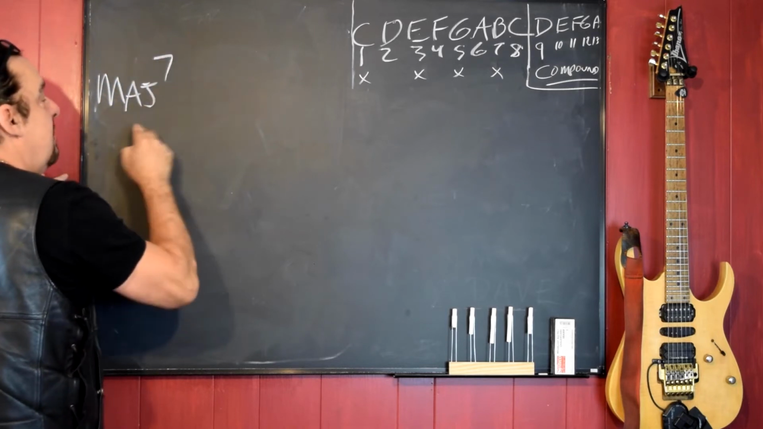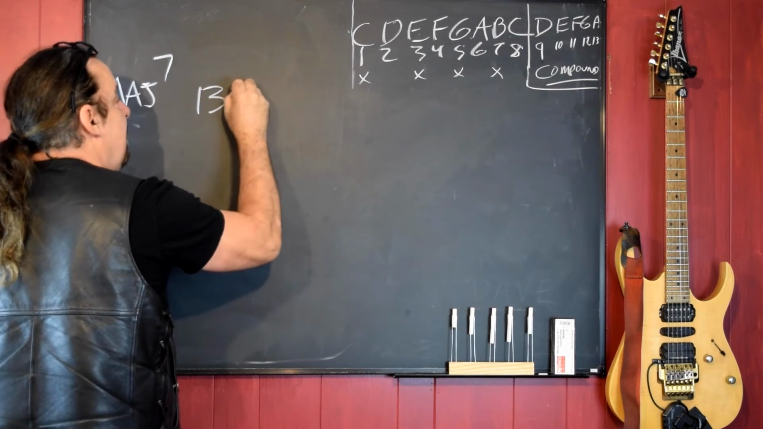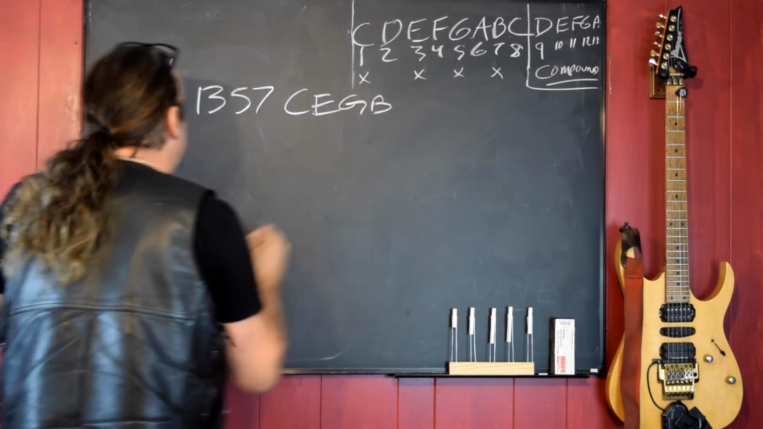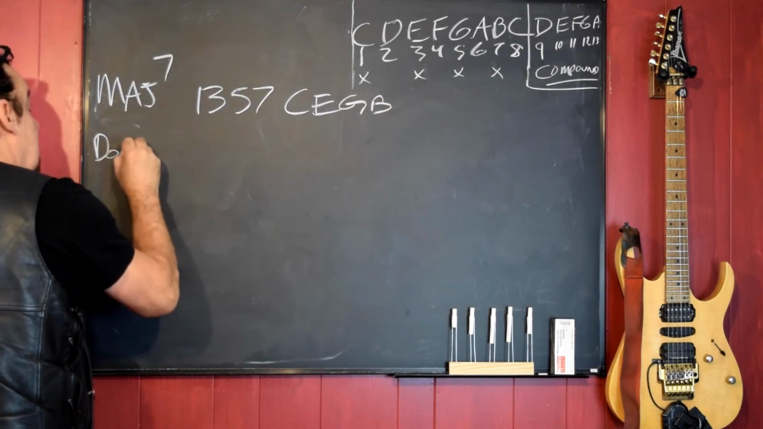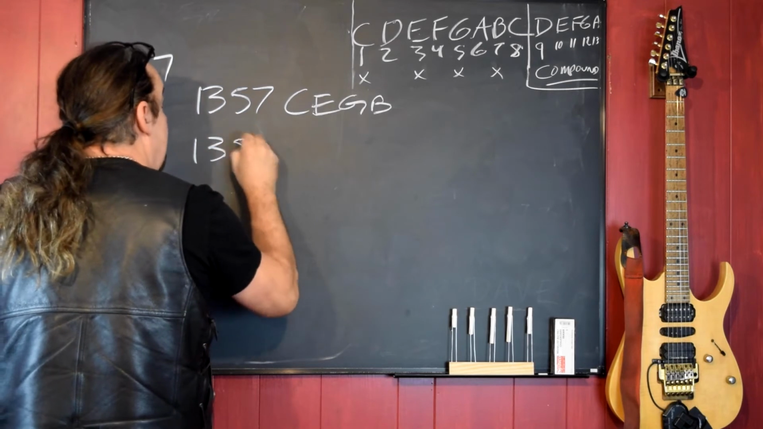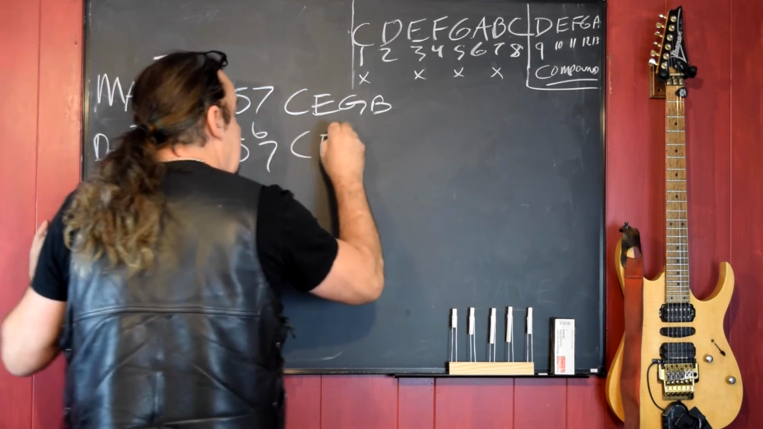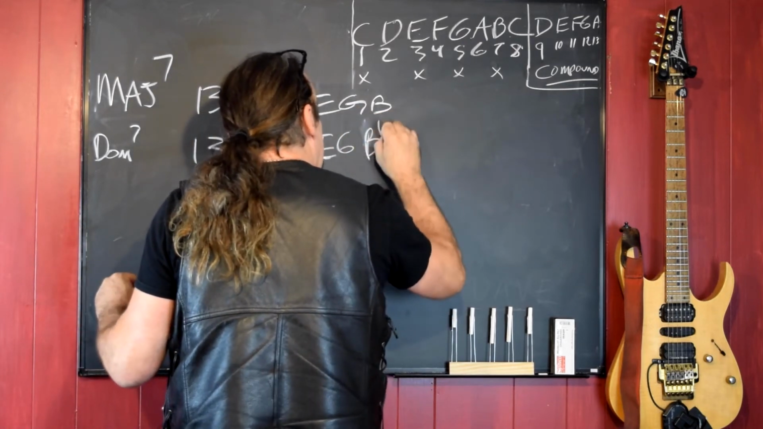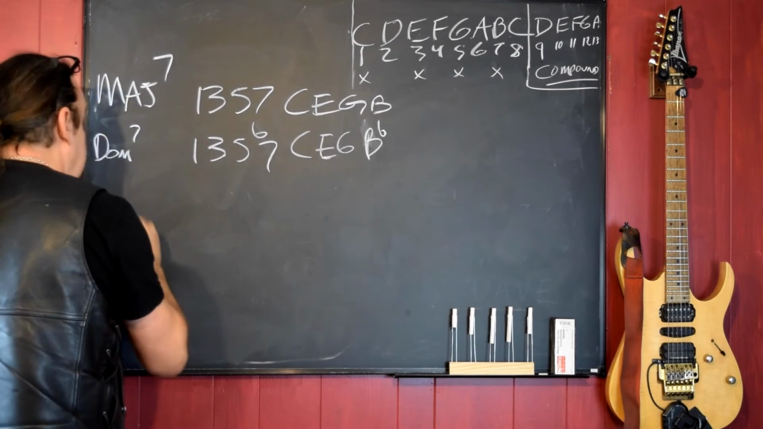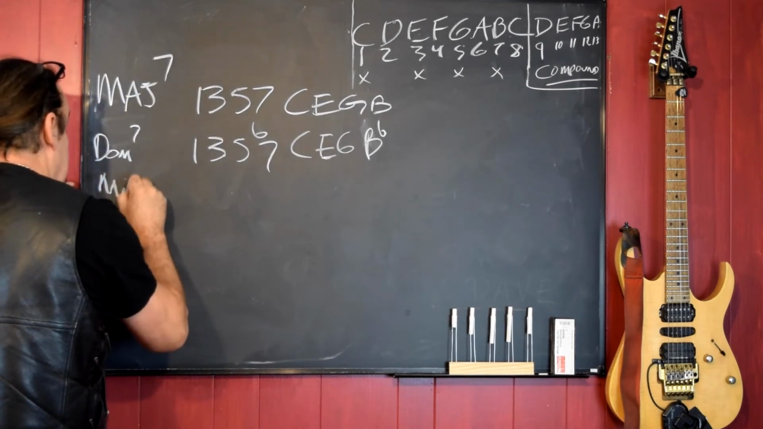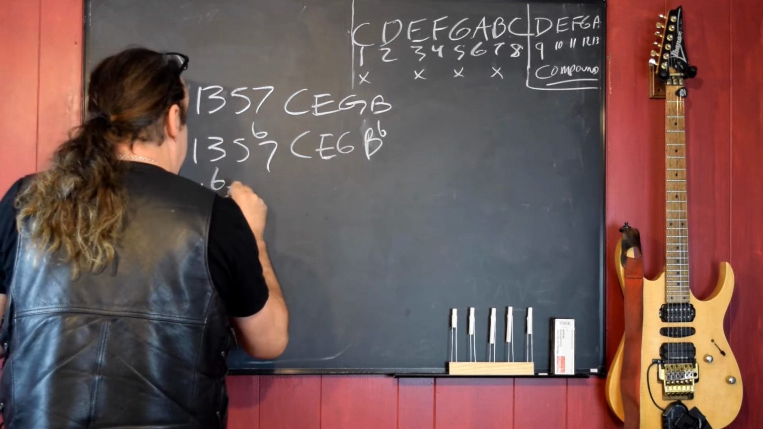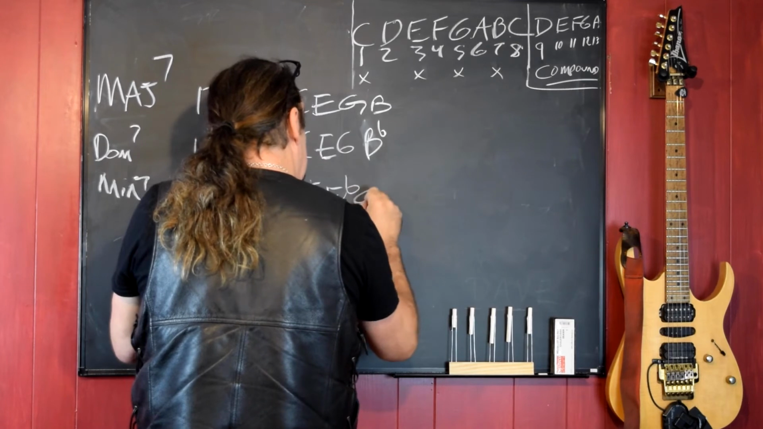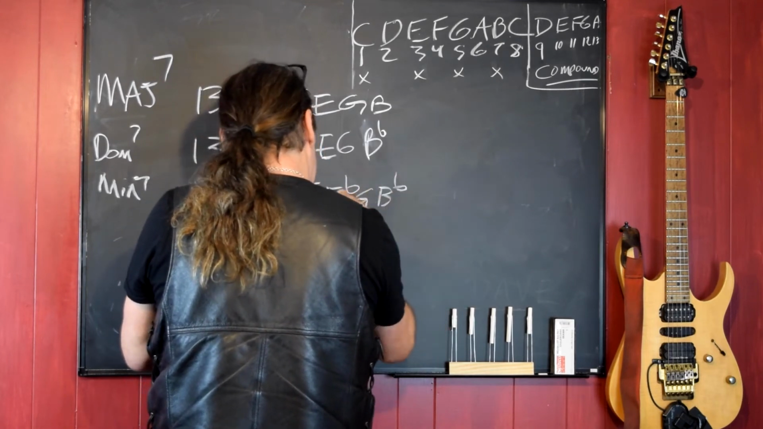Major seventh. Okay, 1, 3, 5, 7: C, E, G, B. Dominant seventh is 1, 3, 5, flat 7, or C, E, G, and B flat. Minor 7 is 1, flat 3, 5, and flat 7, or C, E flat, G, and B flat.